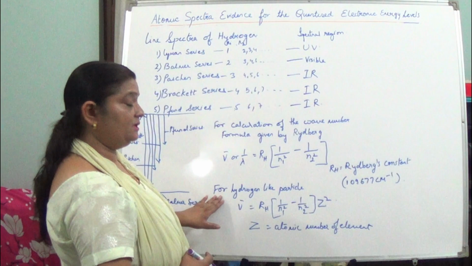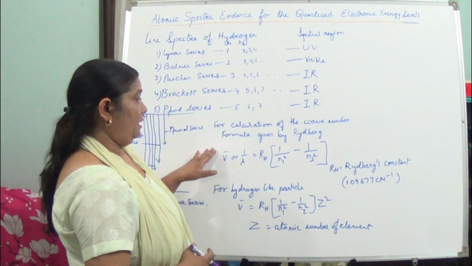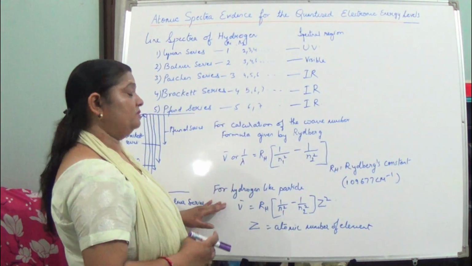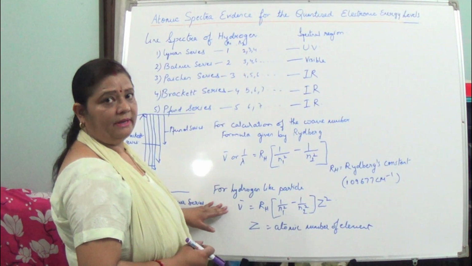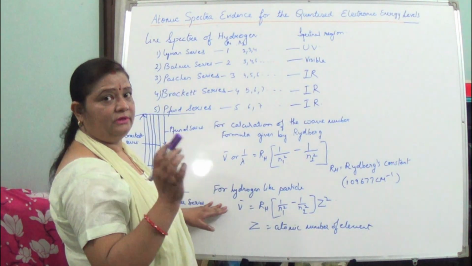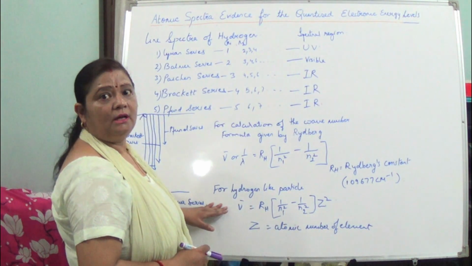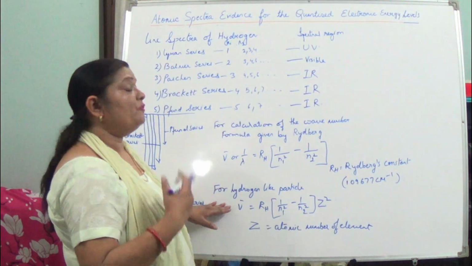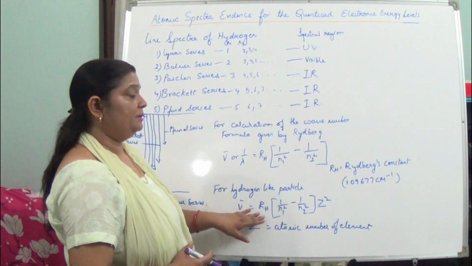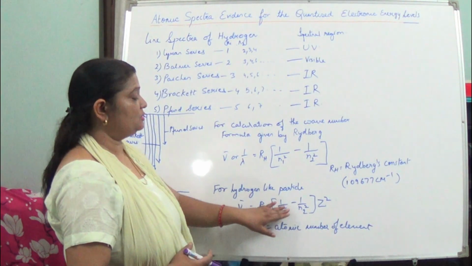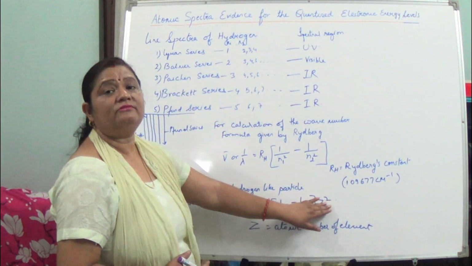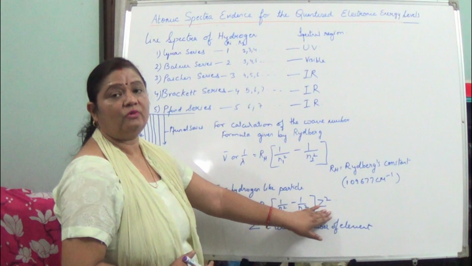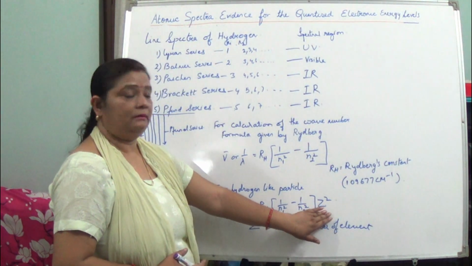Now for hydrogen-like particles: hydrogen is having only one electron, so no need to take the atomic number. But for hydrogen-like particles like helium, lithium and all, like from lithium if you take out 2 electrons it becomes Li 2 plus, isn't it? So how will you calculate? Wave number is equal to Rydberg constant times the bracket 1 upon n1 square minus 1 upon n2 square, and here you have to multiply by Z squared, because Z represents the atomic number of that element.